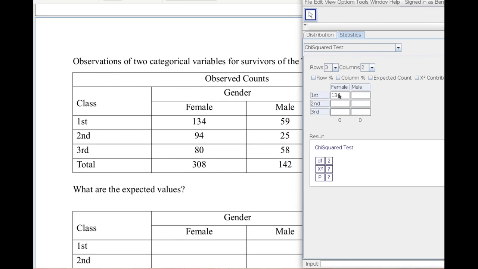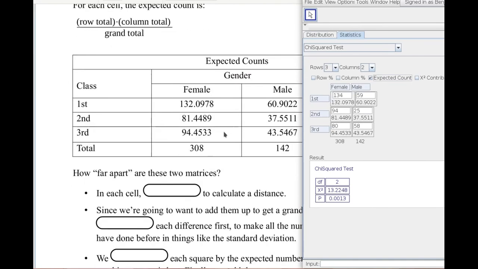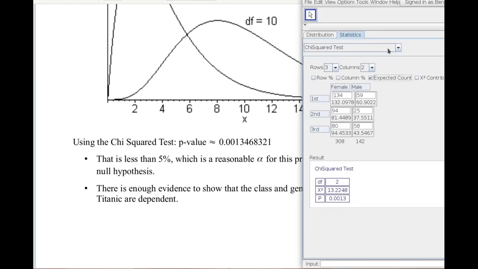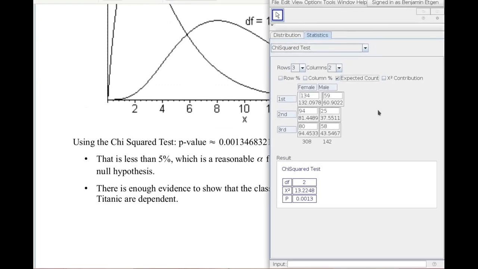So 134 female first-class passengers, 59 male first-class passengers, 94 second-class female, 25 second-class male, 80 third-class female, 58 third-class male. Now we've got our chi-squared statistic and we've got our p-value. We can also get the expected count. So notice later we calculate that. So we would have expected 132.0978 and so on. So the expected values are put below. And notice that this is our p-value that we found with the chi-squared test.